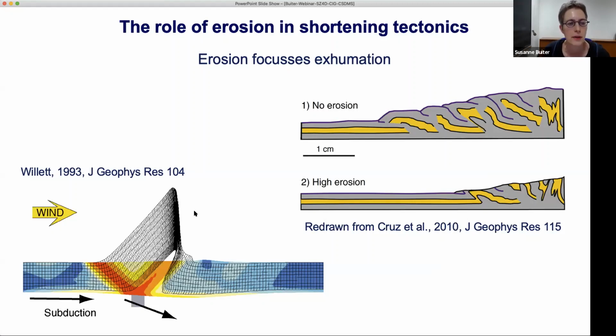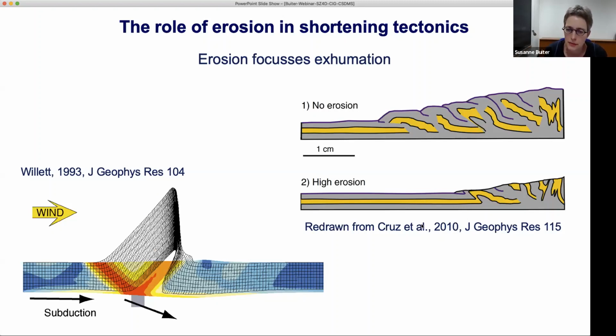On the lower left is an early model from Jean Willett from 93, where the wind carrying rain comes in from the left. You can think of that as coming in from the west on the west coast of the South Island of New Zealand, for example. And that focuses the erosion on the left side of this little orogen, causing a large amount of deformation and exhumation on the left side of that orogen, visualized by this ghost grid above the surface.